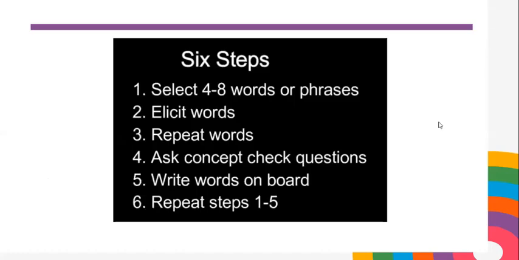I've got 6 steps. Number 1, select from 4 to 8 words or phrases to deliver to your students, the new vocab which you will give to your students. It's the perfect number, for example. Number 2, elicit words, explain them, and use whatever technique you want to explain them. Number 3, repeat words. Say the word and ask the students to repeat them individually or all the class together.